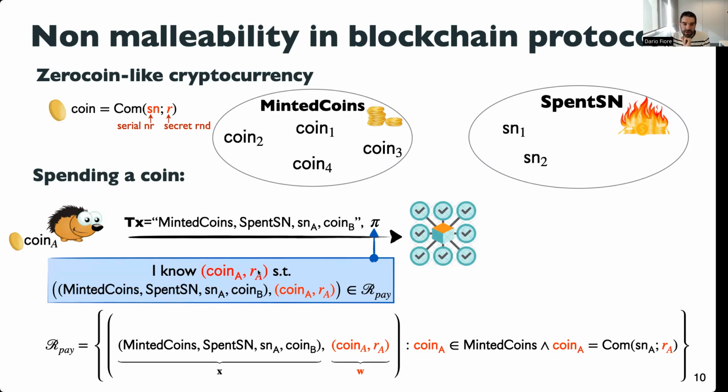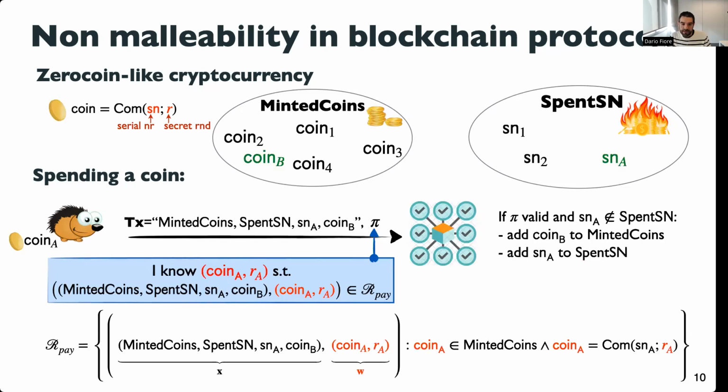He knows the randomness of this coin, of this commitment, such that essentially this relation is satisfied, which says the coin is in the set of minted coins. So I don't show you which coin I'm spending, but it's there. And the coin A is a valid commitment to some randomness that I know, right? And to the serial number that I'm exposing.